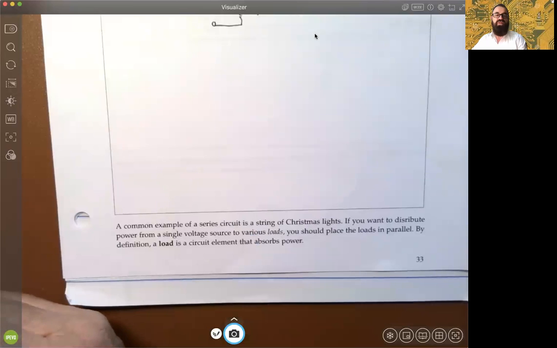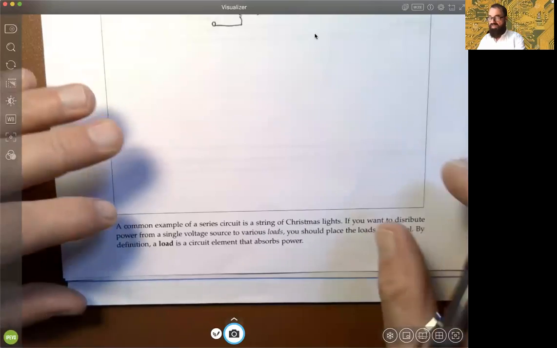A load typically is a circuit element that is absorbing power, such as a resistance. Because keep in mind that the magnitude of voltage is equivalent across all those parallel loads. So that's a good design technique when you need that power distributed appropriately.